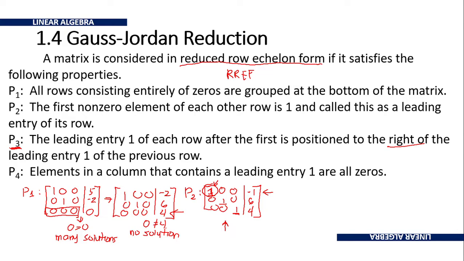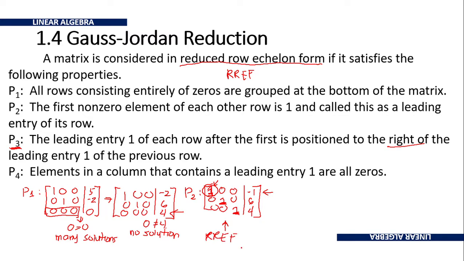Meaning, para mas maintindihan natin, dapat is diagonal. Okay, diagonal yung 1. Hindi pwedeng nasa left yung 1. Since ito yung ating leading entry 1, dapat yung sunod na leading entry nung second row is nasa kanan niya. Kung mapapansin nyo, andito, then yung sunod niya is andito. Kaya masasabi natin na itong matrix na to is in reduced row echelon form.